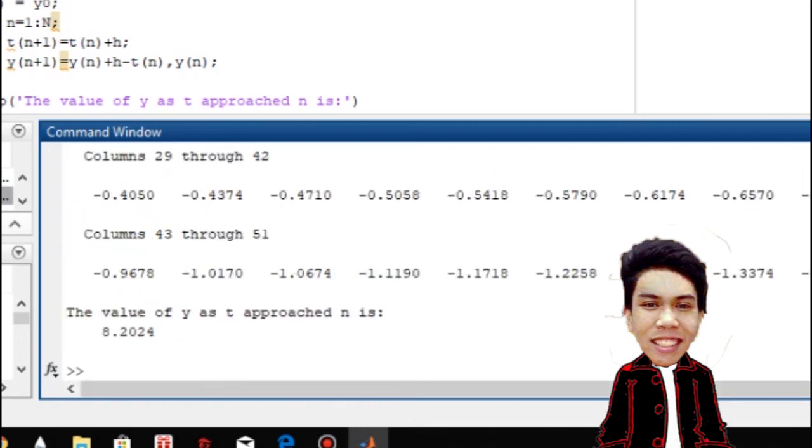We will get the answer of 8.2024, which is close to 8.23 of the previous manual solutions, meaning that the program we made is correct for this equation.